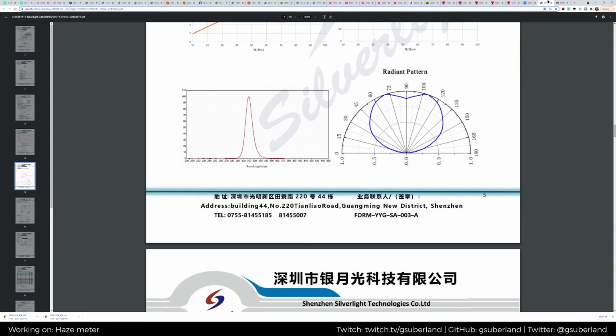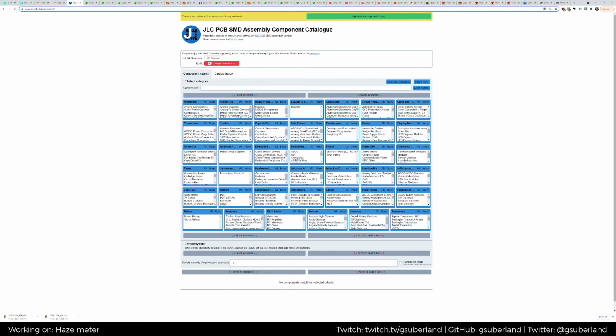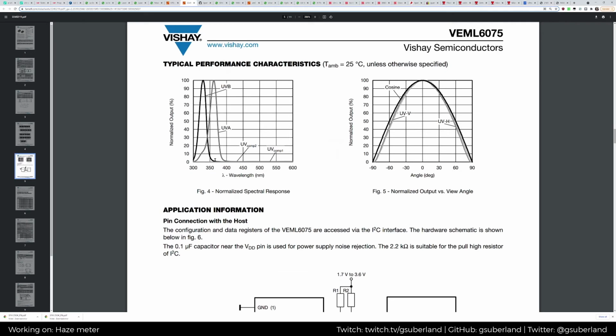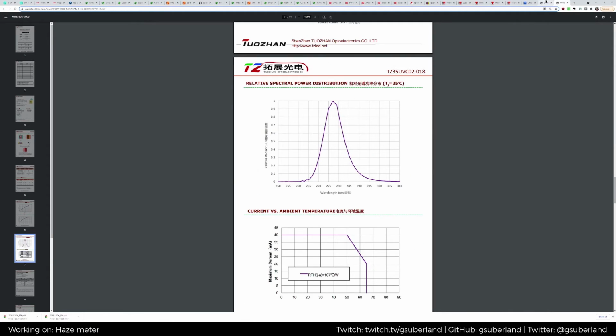Oh wait, no, this is the wrong LED. This one. Oh, no, this is great actually. Yeah, because this is like 310 through to 330-ish is where the peak is. So 310 is about here. So that's about 15% maybe, just a little under. And then 320 is here. About 50%-ish at 320.